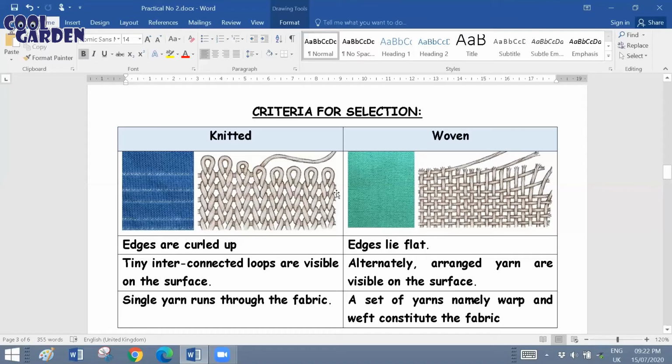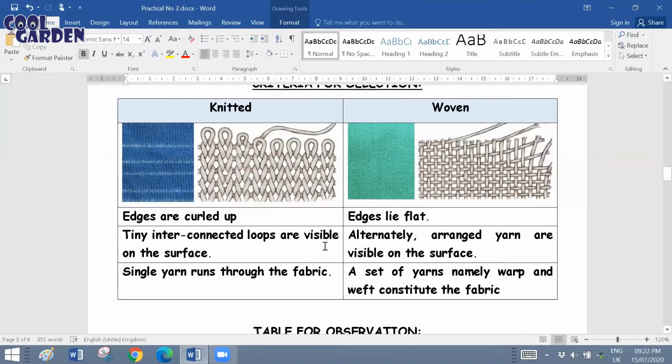Okay, so the criteria for selection is clear. So you understand how you will identify a knitted one. Whenever you have a knitted fabric, the edges are going to be curled up. You will see that there are loops and these loops are interconnected. And it's just a single yarn that runs throughout the fabric.